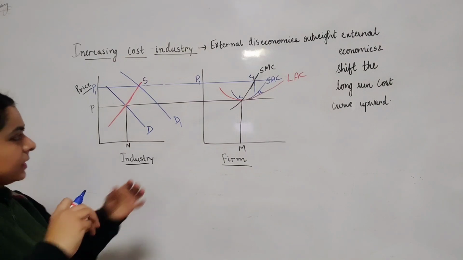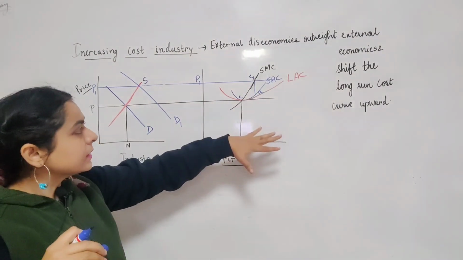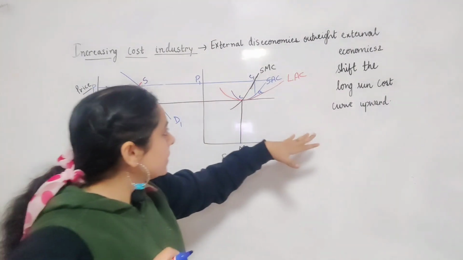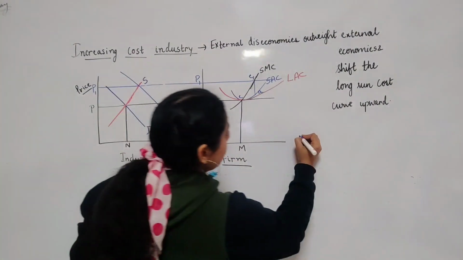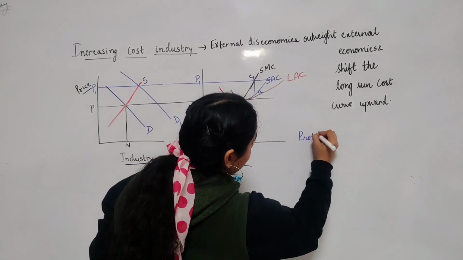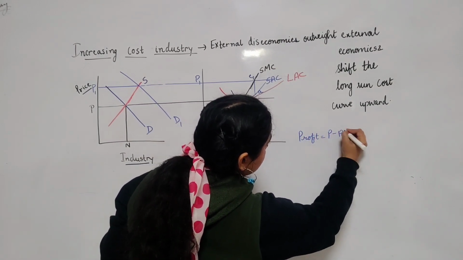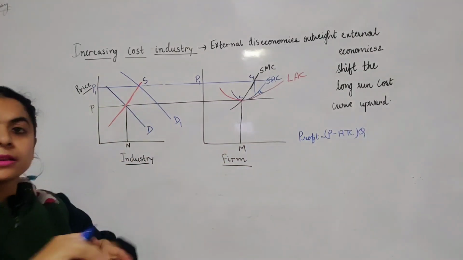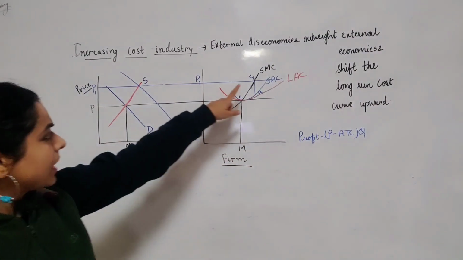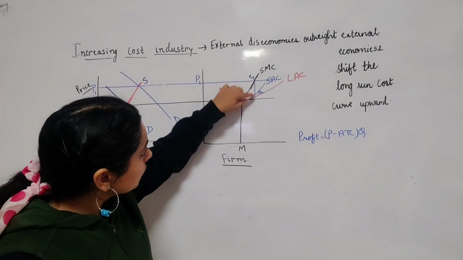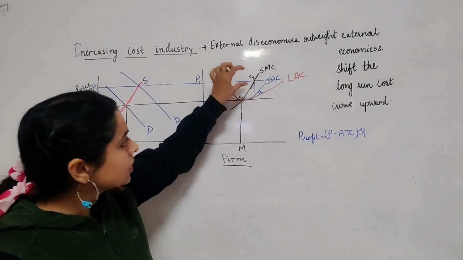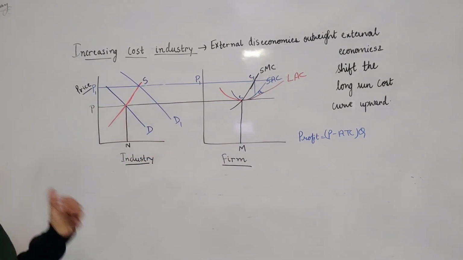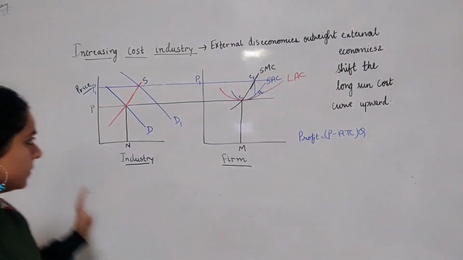As we know, profit is price minus average total cost multiplied by quantity. This we have done in the earlier videos. So in this case, this is the per unit amount of profit that the firm is earning, excess profit, and therefore new firms will enter the market.